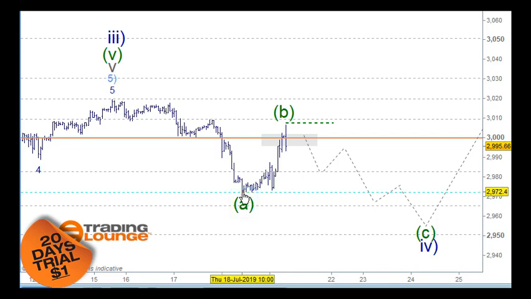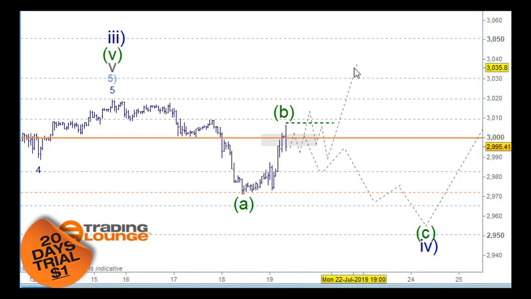At this stage, whichever way we look at it, we can label this an A and a B and a C, or we could label it 1 and 2 and 3 here, coming back for 4, and then moving up for wave 5, with a little ABC in there. So if we get that structure of 1, 2, 3, 4 and 5 here, then we're going to come down for an A and a B and a C wave here, and then we're going to go up again from there.